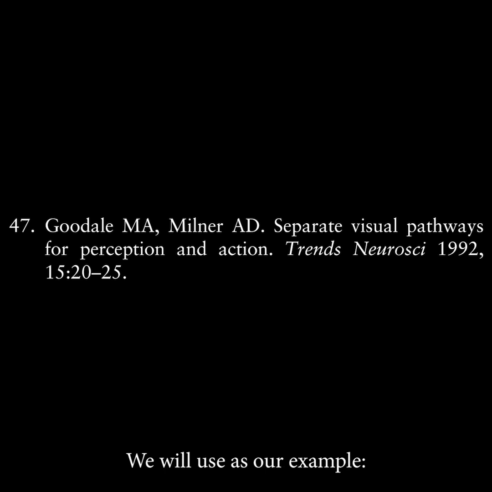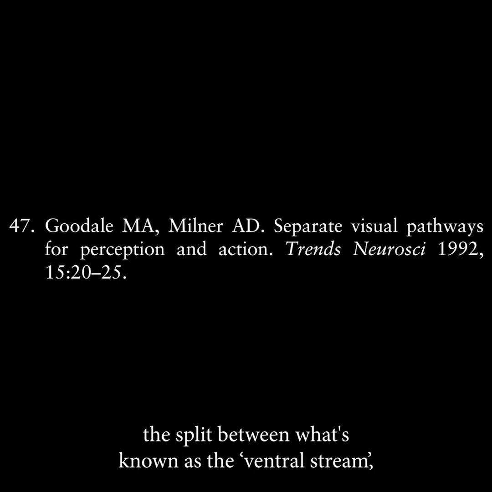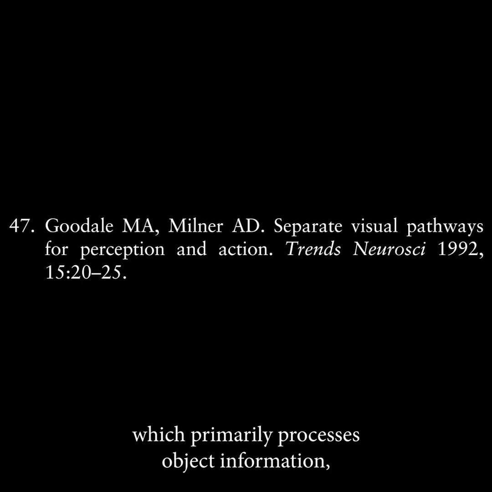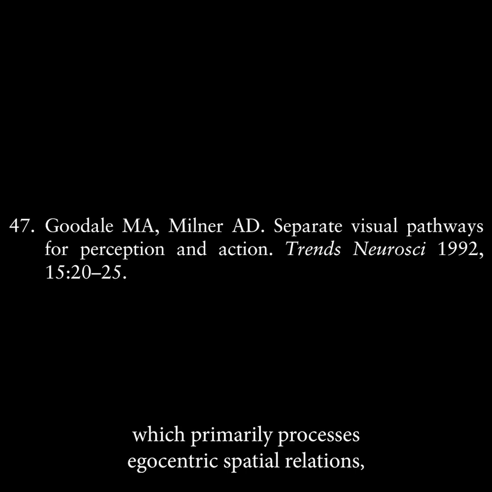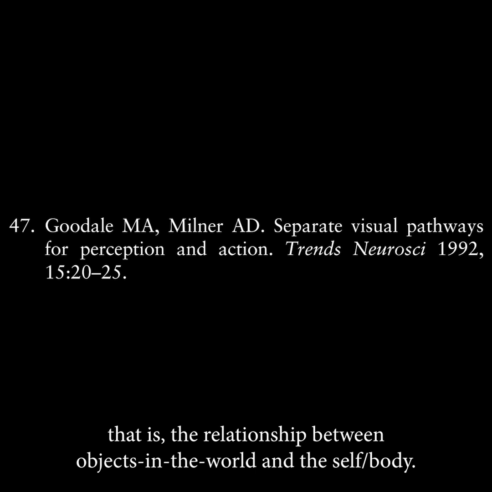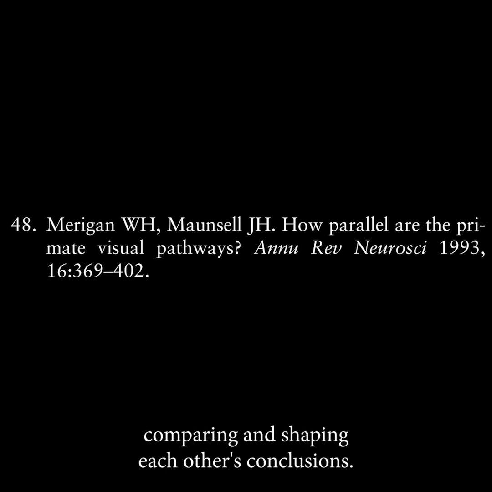We will use as our example the most famous case of parallel visual processing, the split between what's known as the ventral stream, which primarily processes object information, for example, color, shade, shape, etc., and the dorsal stream, which primarily processes egocentric spatial relations, that is, the relationship between objects in the world and the self/body. These two parallel visual streams communicate throughout their processing, comparing and shaping each other's conclusions.